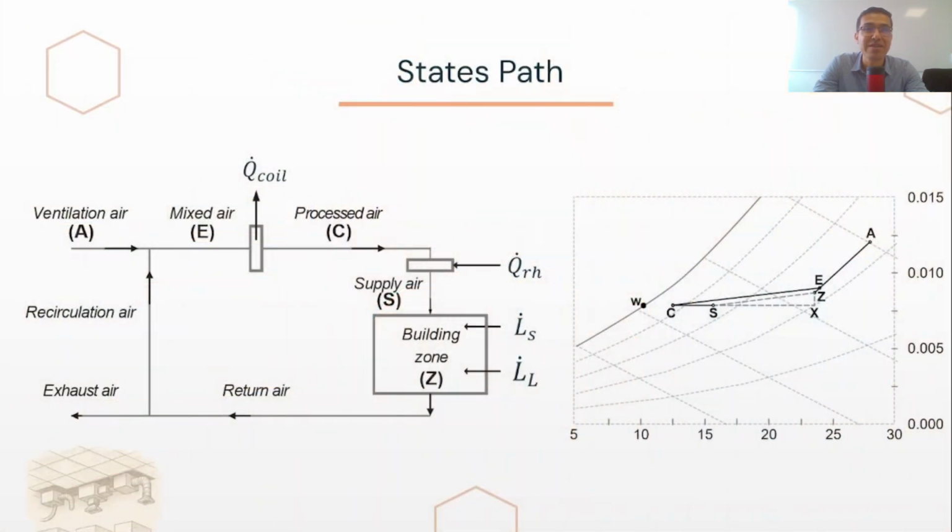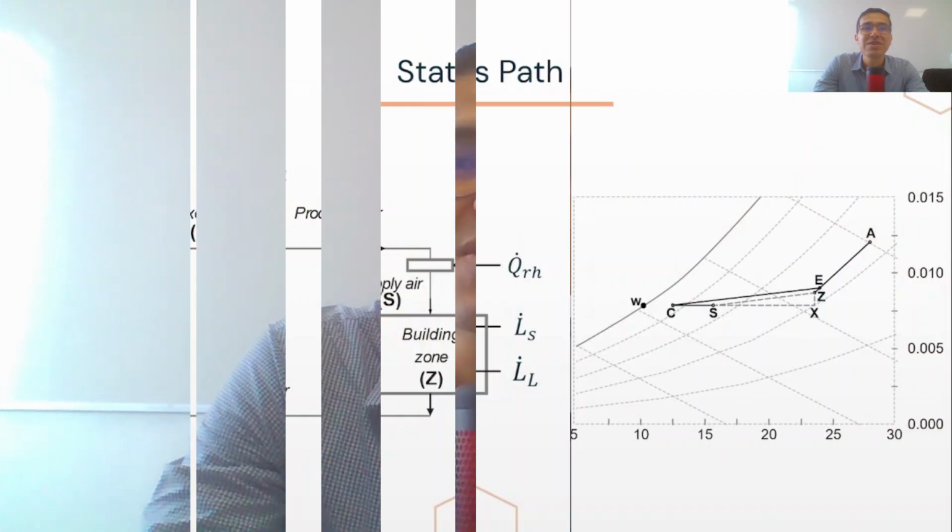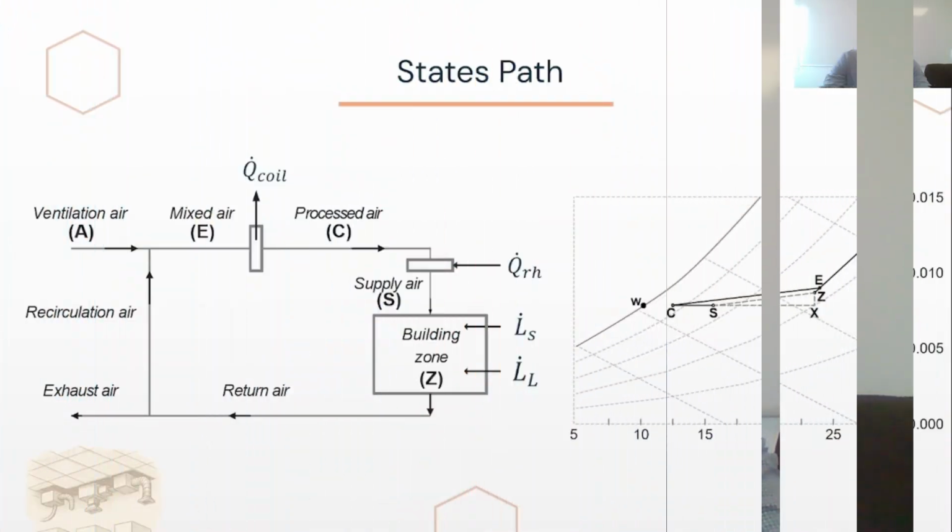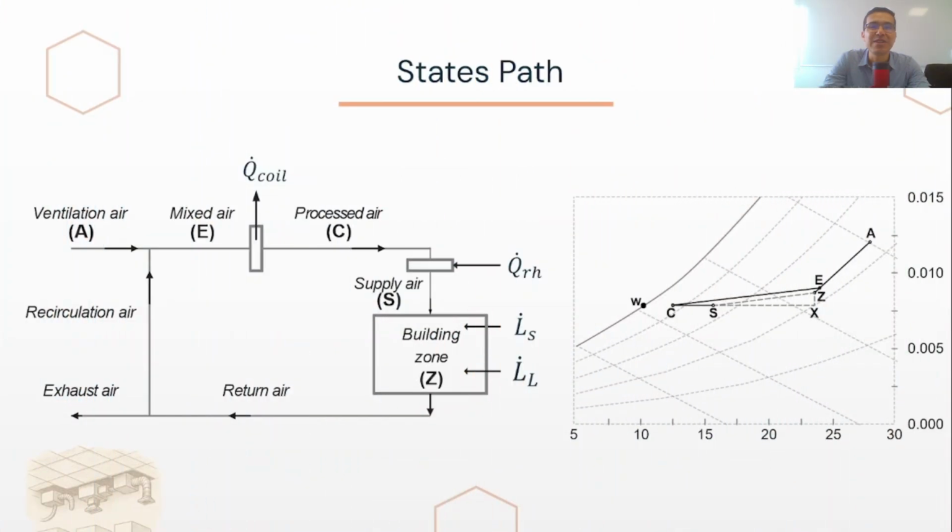So, to truly understand the energy flows in an HVAC system, we need a common language to describe the air at each point in its journey. Let's trace the air's state path through a typical system.